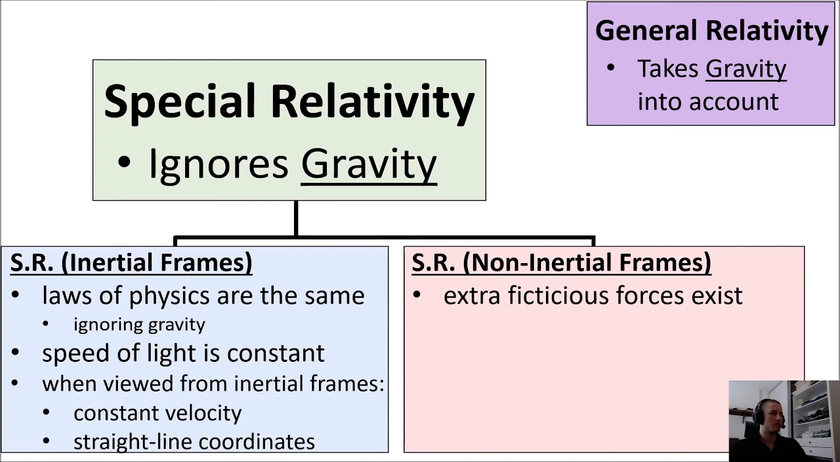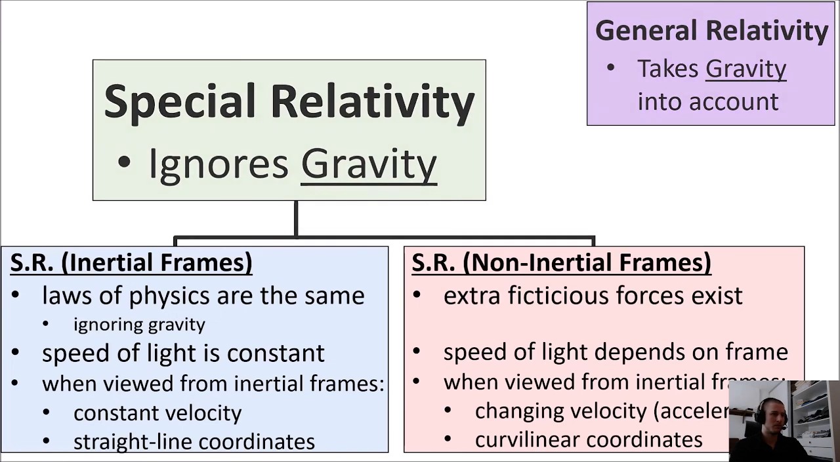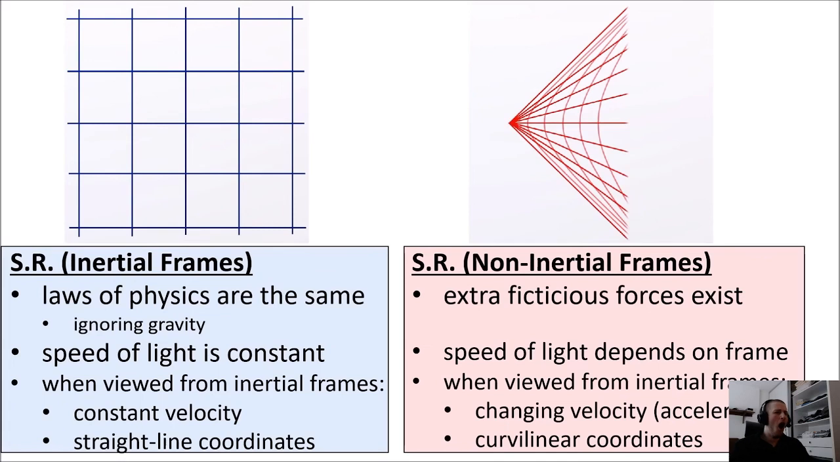Meanwhile, non-inertial frames experience extra fictitious forces in addition to the normal laws of physics. These fictitious forces depend on the reference frame, similar to when you get thrown into the back of a car seat when the driver steps on the gas pedal. In non-inertial frames, the speed of light is not constant. Later in this video, we will look at a non-inertial frame where a light beam appears to be frozen in space with zero velocity. When viewed from inertial frames, non-inertial frames have a changing velocity, or acceleration, and have curvilinear coordinate systems. It's important to note that, even though non-inertial frames in special relativity have curved coordinate lines, the spacetime they describe is still flat, like the surface of a table or a flat computer screen.